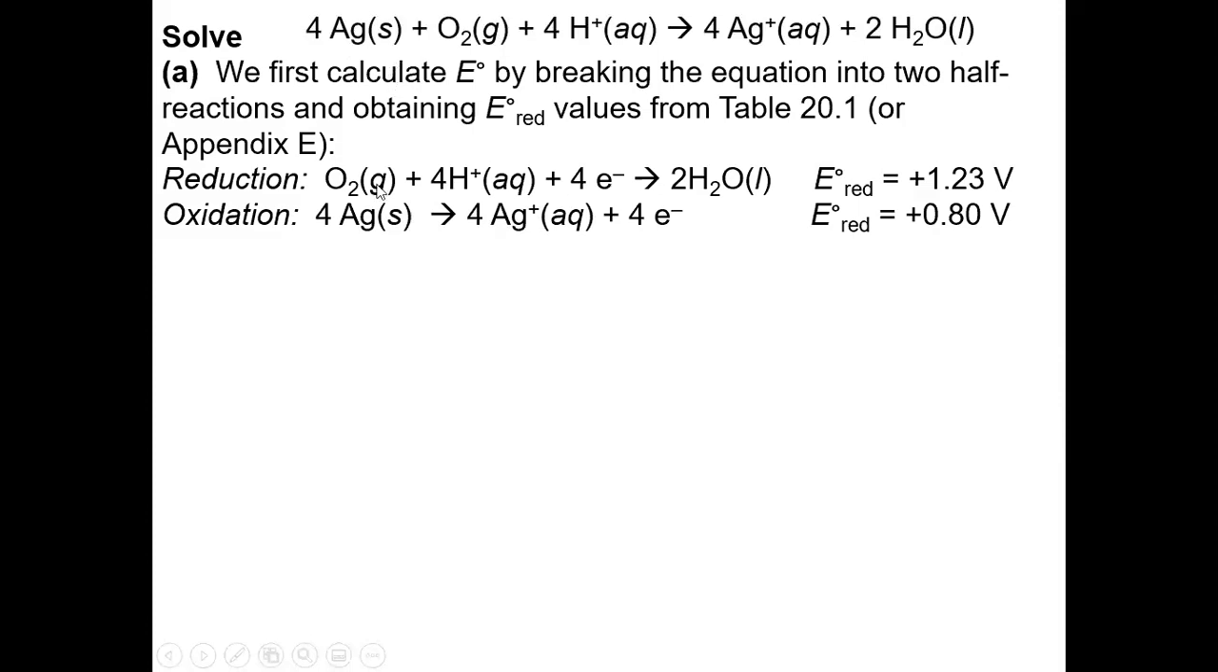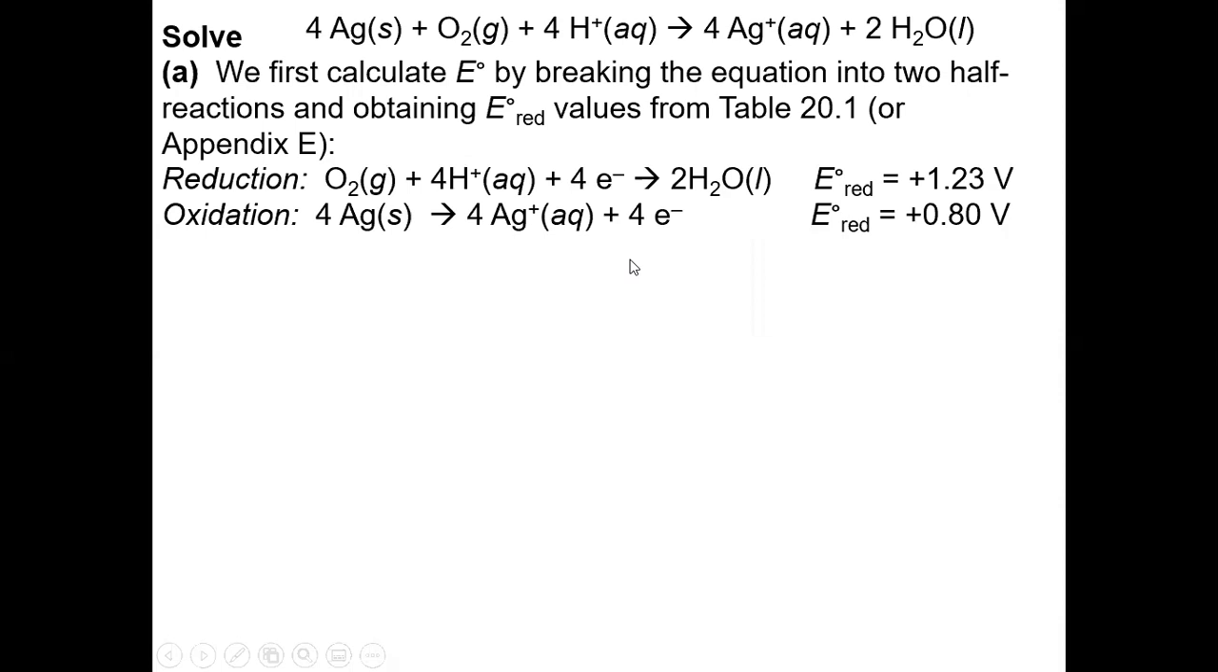anode. On the anode will be the oxidation. You can see this Ag solid here becomes Ag plus ion. So Ag, the silver, lost electrons. Therefore, the half reaction will be 4 Ag solid produce 4 Ag plus ion plus 4 electrons. The remaining part will be the O2 gas plus 4 H plus aqueous plus 4 electrons produce 2 H2O liquid. So that will be the reduction reaction.